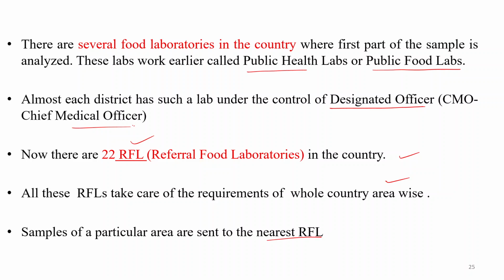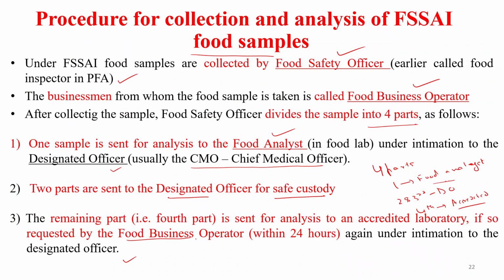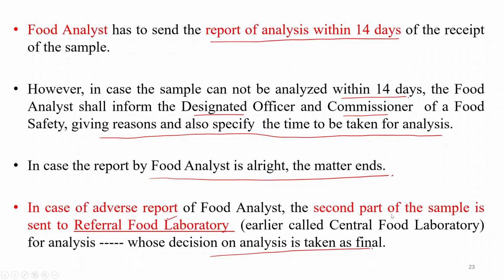So this is the procedure for the collection and analysis of food samples. Again, repeating: the food safety officer will collect the sample and divide it into 4 parts. The first part will go to the food analyst, who has to give the report within 14 days. The second and third will be under the custody of the DO, and the fourth part will be sent to the accredited lab, under intimation to the DO, on the request of the food business operator in case an adverse report comes. Now, if the report from the food analyst is okay, then the matter ends. But if the adverse report is there, then the second part will be sent to the referral lab by the DO, and the third part is to meet any exigencies.